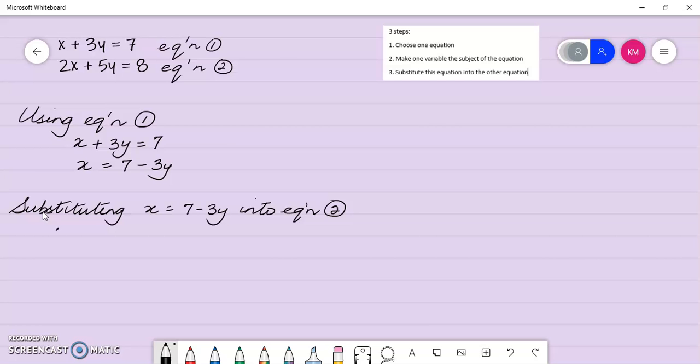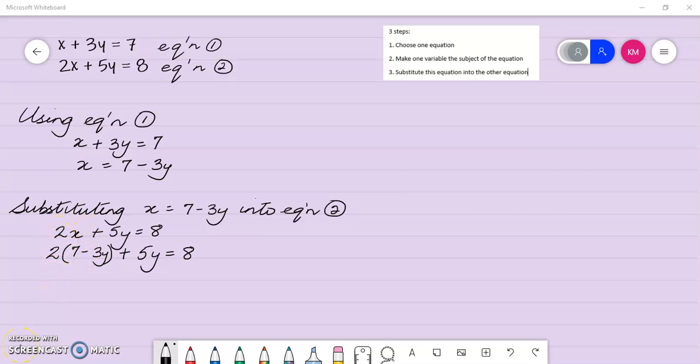So I'm going to write equation 2, which is 2x plus 5y is equal to 8. I'm going to substitute that expression that I got for x wherever I have x in my second equation. So I'm going to be substituting now 7 take away 3y, plus 5y is equal to 8. Now I put that expression into brackets because 2x means 2 multiplied by x. So if I'm substituting an expression for x, I need to multiply that now by 2.